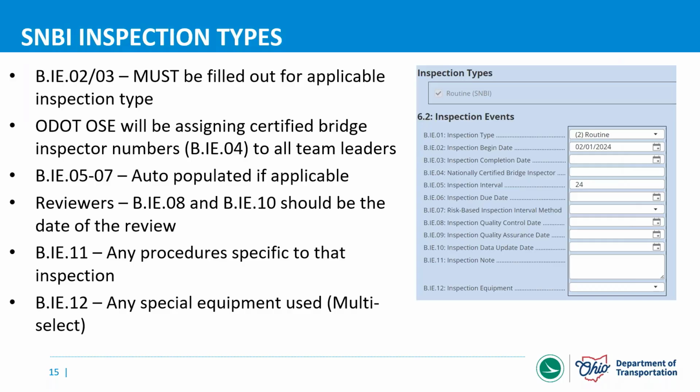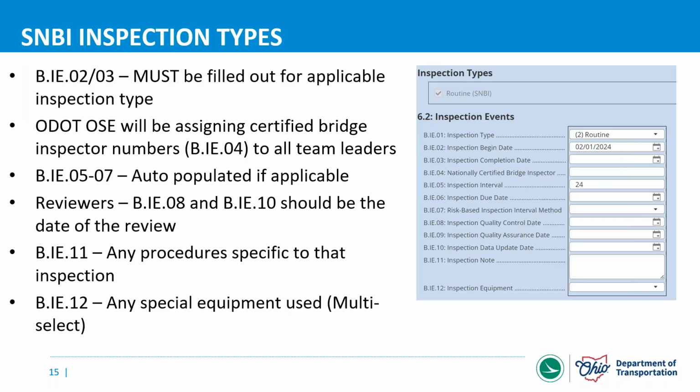The only time you would not fill out BIE 08 as a reviewer is if you are the person that is the team leader on the inspection, right? So if you did the inspection and you're reviewing the inspection, then that's not a quality control, it's the same person, right? But more often than not, a different team leader does the inspection and submits it to someone else for review. If that's the case, then fill out the quality control date as a new person looking at this inspection report. And then data update date is basically when we're updating the data. As soon as you approve the report, it updates the data, right? So BIE 08 and 10 should be data review.